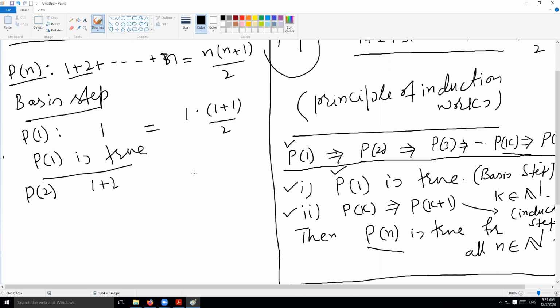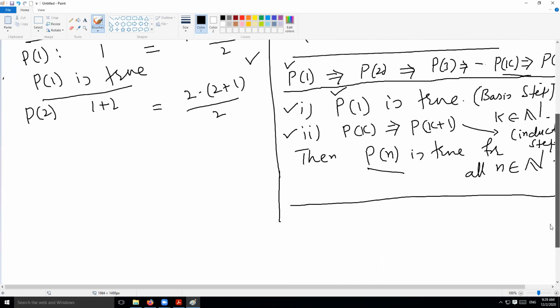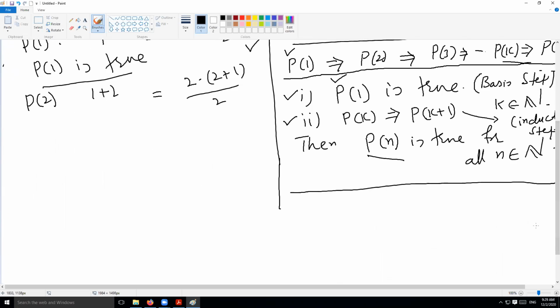And from this side, put n equal to 2 in the inequality. So 2 times 2 plus 1, and everything divided by 2. You can again see that this side is giving you 3 and this is also becoming 3. So both sides are equal. This shows that the basis step is true. By saying that the basis step is true, it's like you have pushed the first domino.